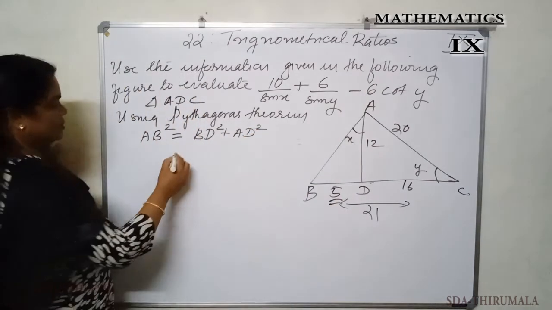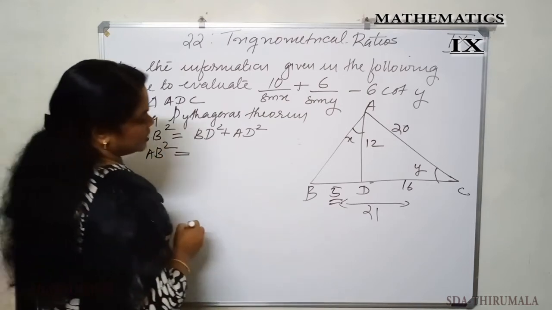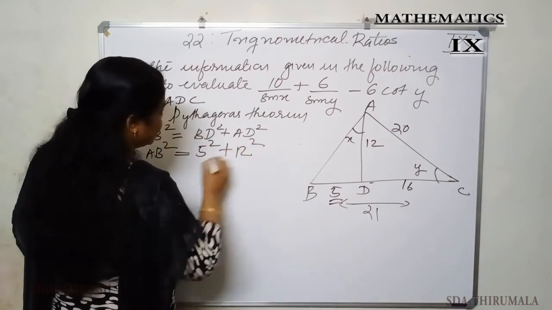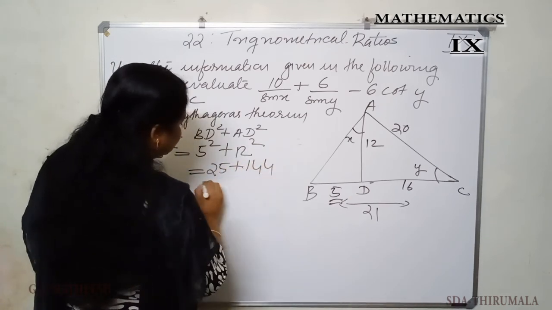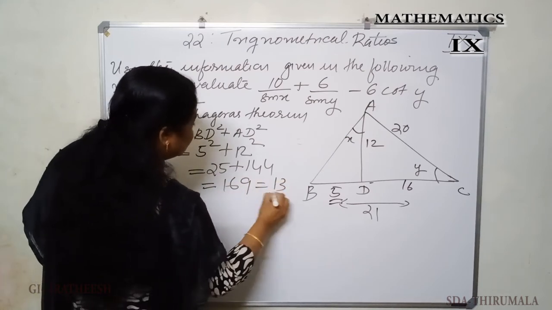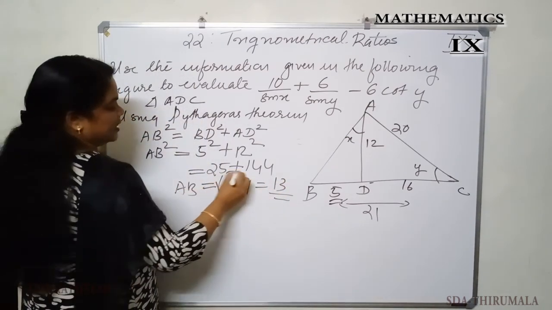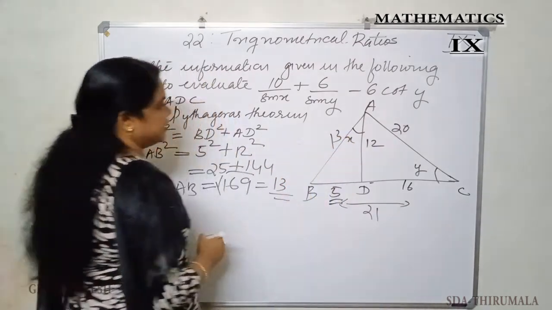AB square is equal to 5 square plus 12 square, that is 25 plus 144, which is 169. So AB is equal to 13. This is 13, and from this we can find sin x.